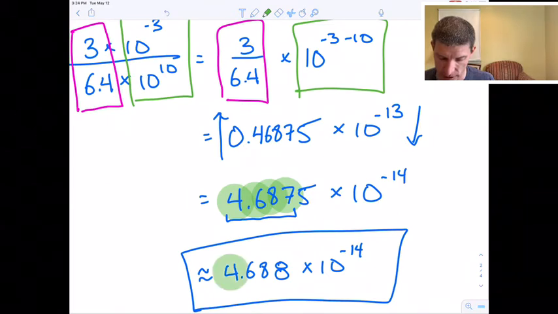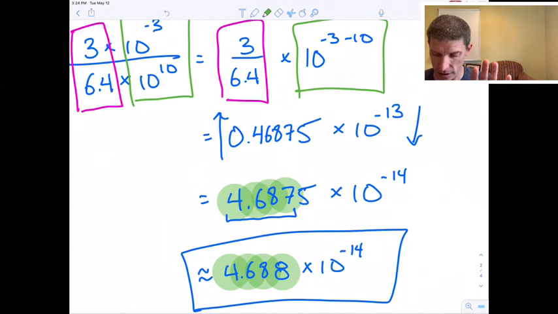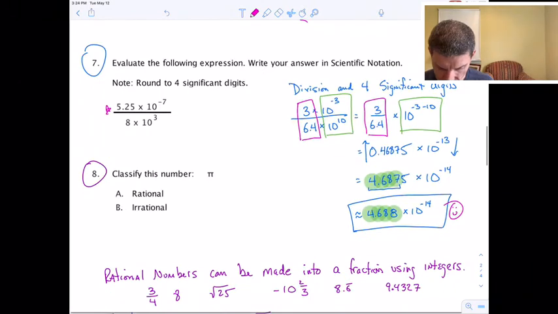So look at my numbers in my answer. The 4, the 6, the 8. Instead of 7, it rounded up to 8. That's 4 significant digits. And now I have my answer. Right? Now we are happy with what we've got there.